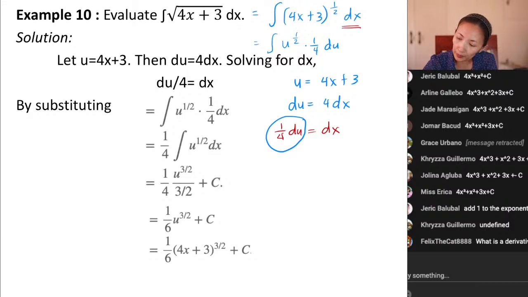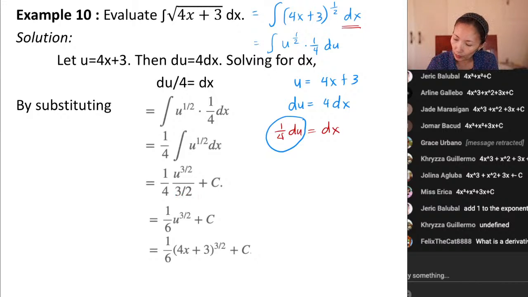And from the constant multiple rule, we can bring out the constant 1/4. There you have it: 1/4 integral of u raised to 1/2 du. So now we are ready to apply the power rule. The constant 1/4, we just copy it, times, applying the generalized power rule, u raised to 1/2 plus 1, exponent plus 1, over 1/2 plus 1. 1/2 plus 1 is 3/2, plus the arbitrary constant c.